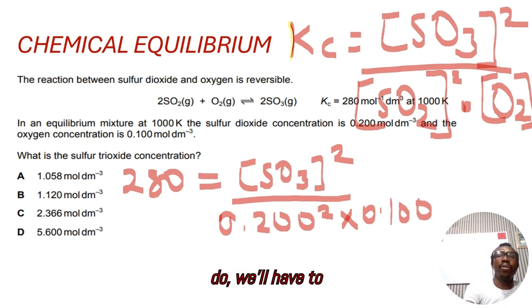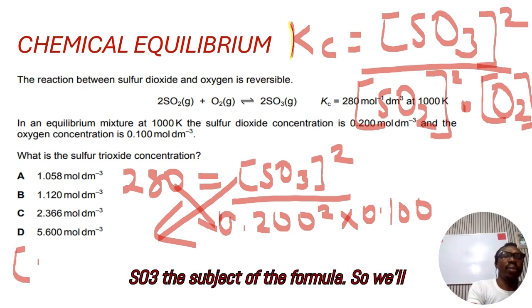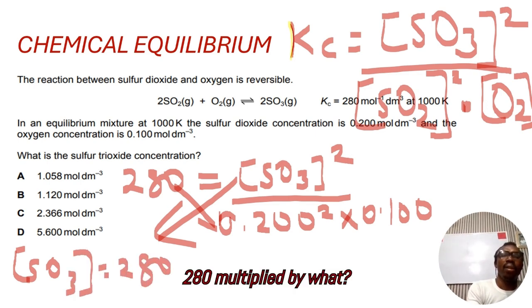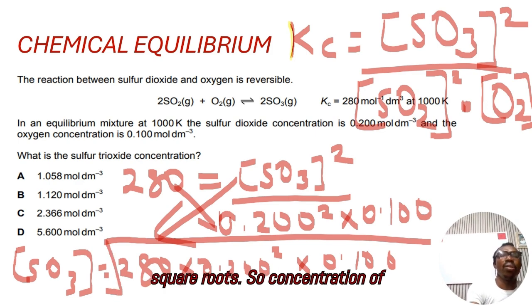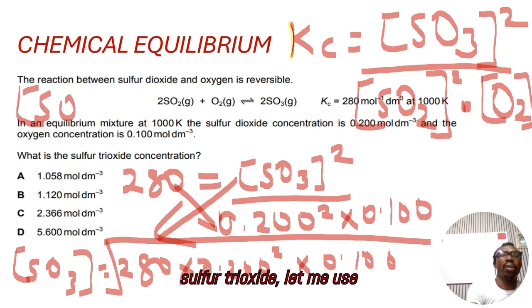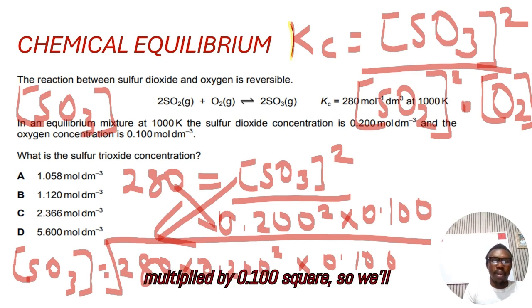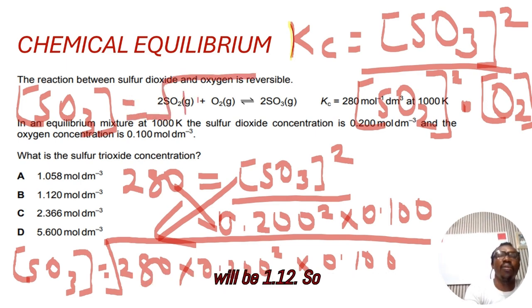So the next thing we'll have to do is cross multiply, so make the concentration of SO3 the subject of the formula. We'll have 280 multiplied by 0.200 squared multiplied by 0.100, then all square roots. Let me use my calculator: 280 multiplied by 0.200 squared multiplied by 0.100. The square root will be 1.12.